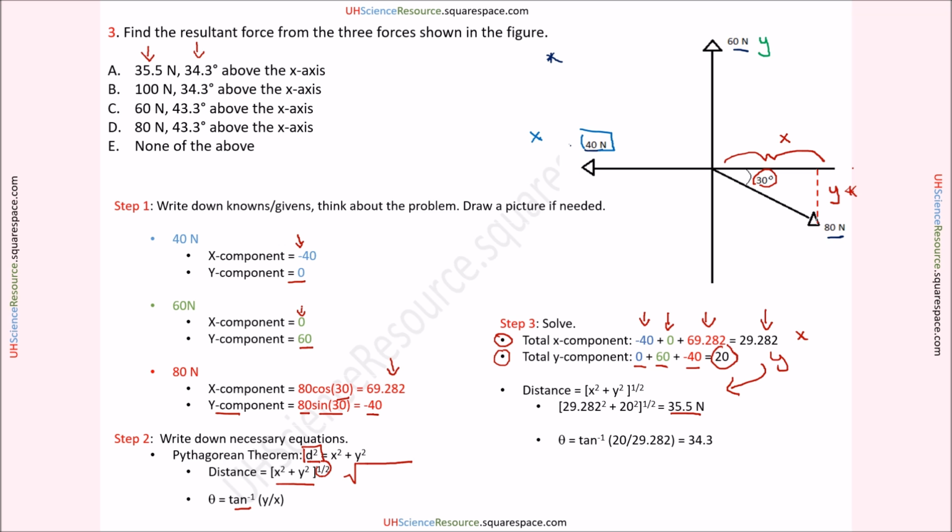And we know that the angle can be found by taking the y component over the x component, taking the inverse tan. If we do that, we're going to get 34.3. And again, that verifies that answer choice A is going to be the correct answer.